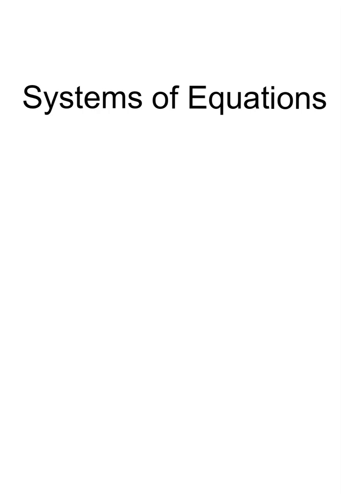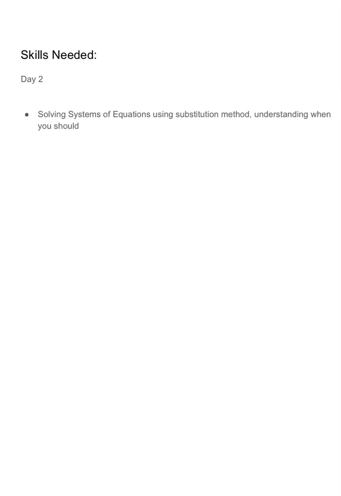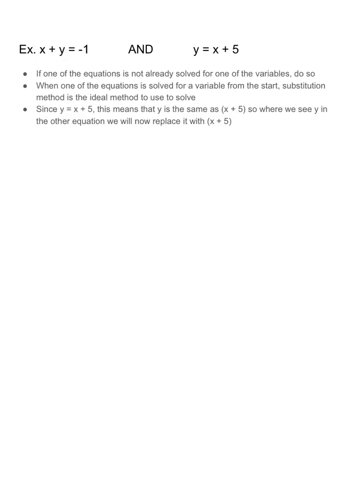Systems of equations. Skills needed, day 2: solving systems of equations using the substitution method, and understanding when you should. All right, so this example says x plus y equals -1 and y equals x plus 5. The couple bullets I have there say if one of the equations is not already solved for one of the variables, do so. When one of the equations is solved for the variable from the start, substitution method is the ideal method to use to solve, like this one.